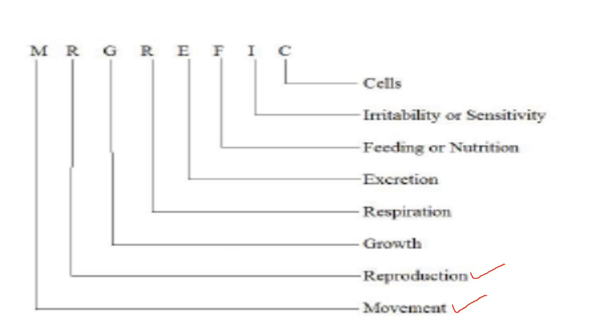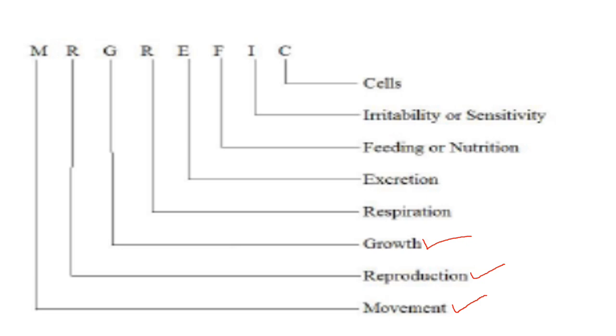Okay, so let's look at the other one, which is growth. What is growth? All living organisms need to grow. Growth is defined as the permanent increase in size, body mass, and also the number of cells. So as living organisms, we have to grow.